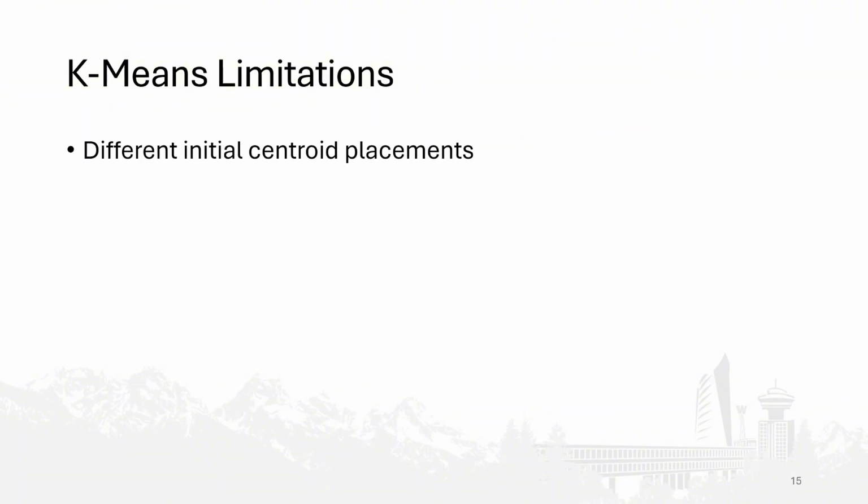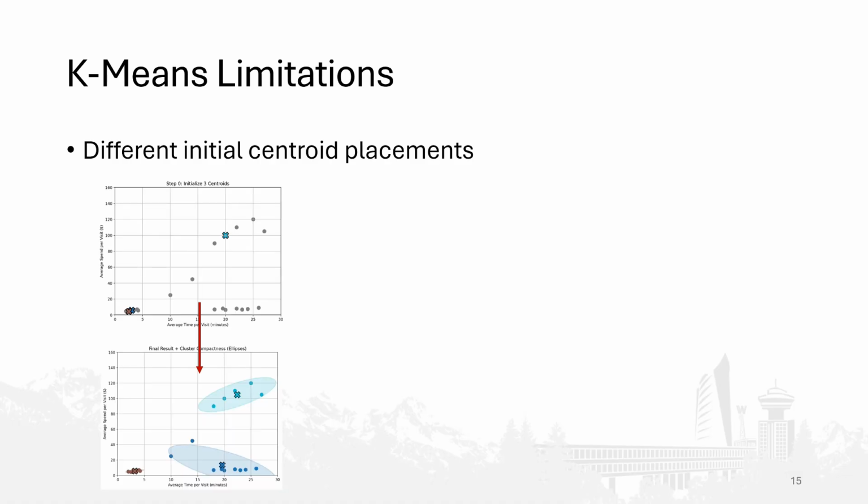Let's say we use different initial centroid placement, what will be different? So this is our example, right? Initially, we have the initial centroids here, 2 centroids here. And then at the end, we have this result. That's the compactness of our classes.